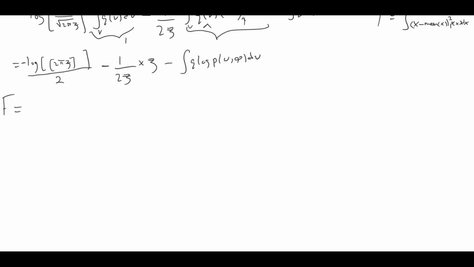And so now we've reached the situation where the free energy, which we want to minimize, is written as follows. 2 pi zeta minus 1 over 2, because these just cancel out, minus the integral of q log p nu phi d nu. So can we simplify this further?